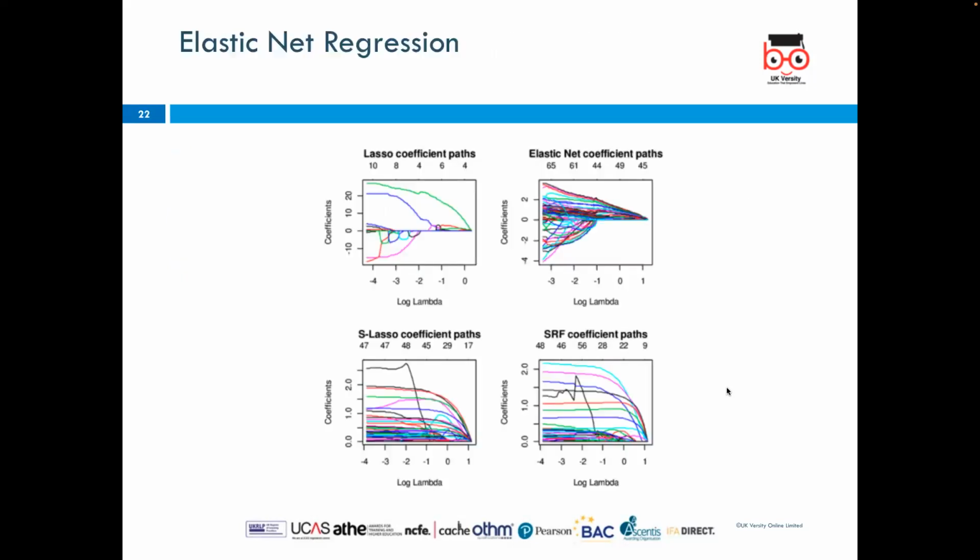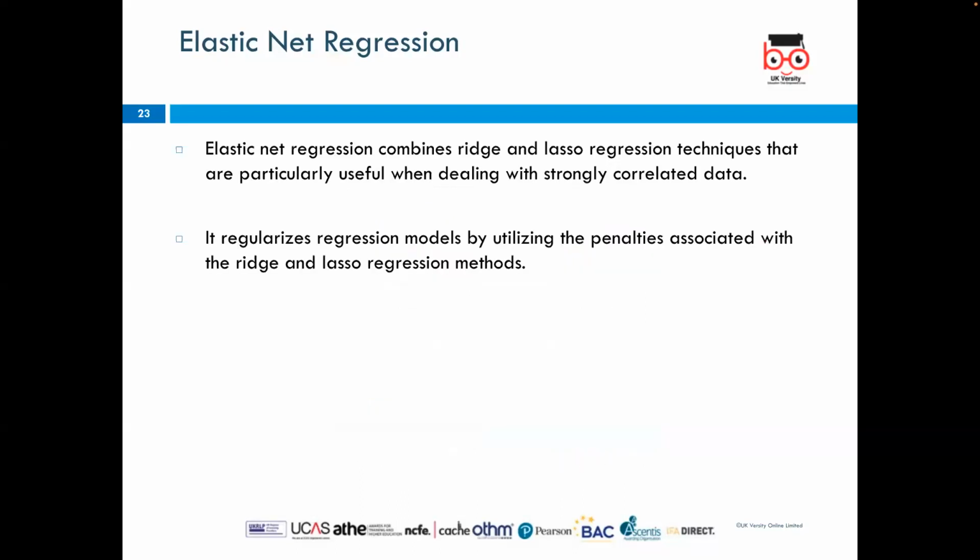Elastic net regression. In this example, we have the lasso coefficient, elastic net coefficient, and other coefficient parts. This chart differentiates them for us. The explanation: elastic net regression combines ridge and lasso regression techniques and is particularly useful when dealing with strongly correlated data. It regularizes regression models by utilizing the penalties associated with the ridge and lasso regression methods.